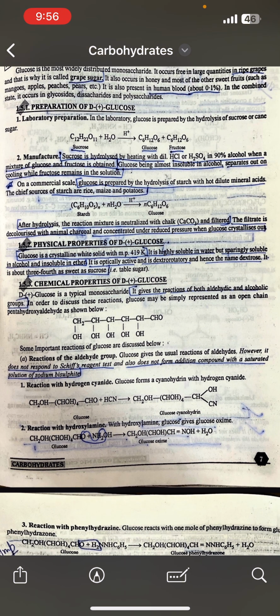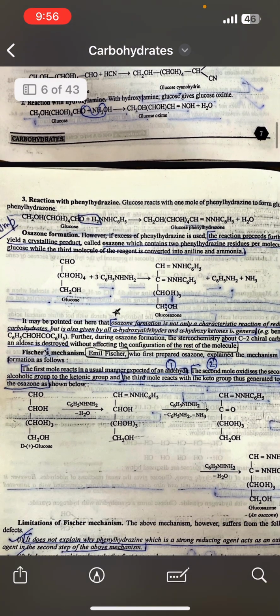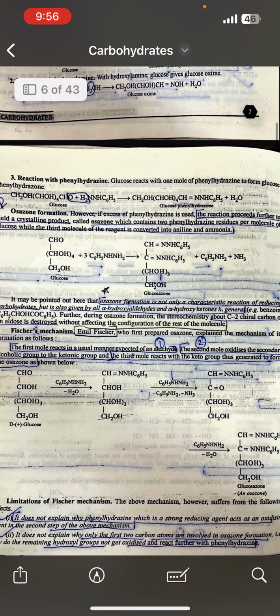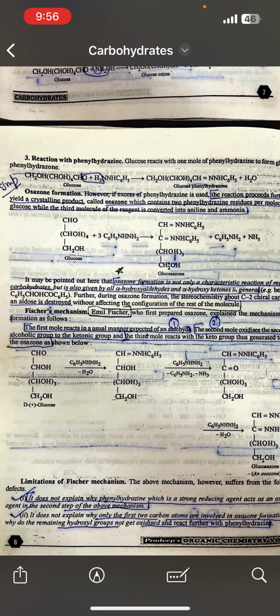Chemical properties of glucose. D-plus-glucose is typically a monosaccharide and gives the reactions of both the aldehydic and alcoholic groups. In order to discuss these reactions, glucose may be simply represented as the open chain pentahydroxy aldehyde shown below. Reaction with phenylhydrazine: glucose reacts with 1 mole of phenylhydrazine to form glucose phenylhydrazone.